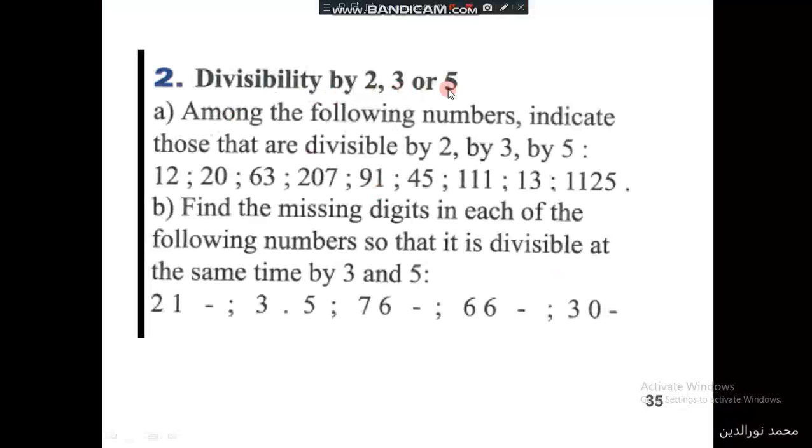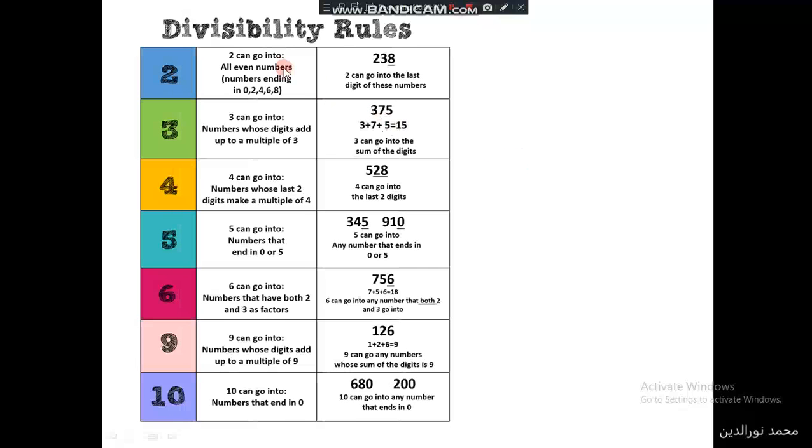Divisibility by 2, 3, or 5. Among the following numbers, indicate those that are divisible by 2, 3, and by 5. So we have a list of numbers and we want to check if they are divisible by 2, 3, or 5. First of all, let's have a look at the divisibility rules.